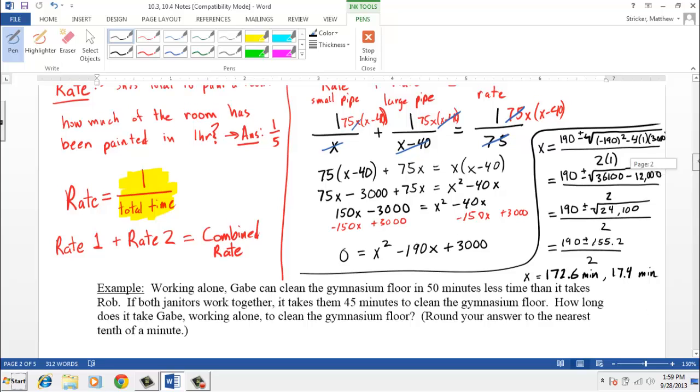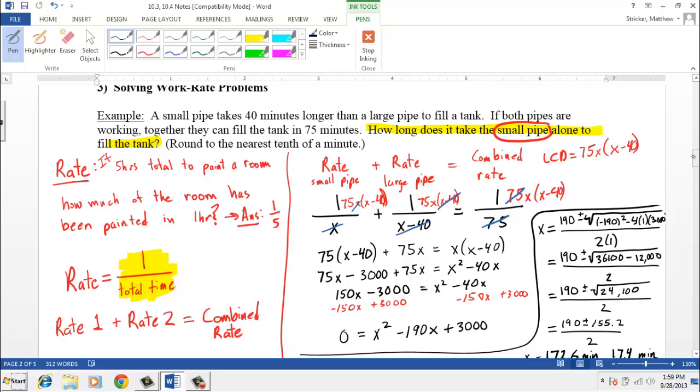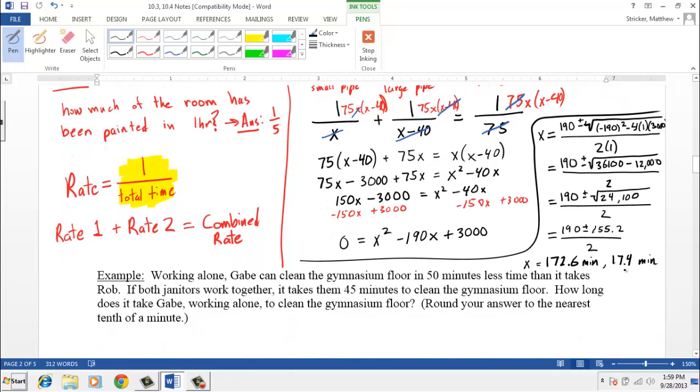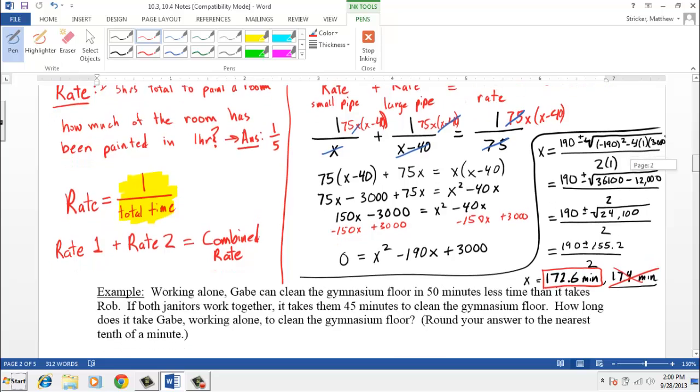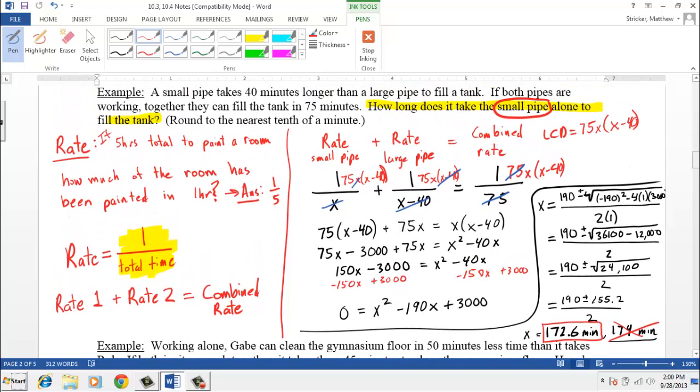Now, one of those is not reasonable because my large pipe time has to be 40 minutes less than the small pipe. So how can I be 40 minutes less than 17.4? It's not possible. That answer is not logical. And how can 17.4, the time of the smaller pipe, be less than the total time of 75 minutes? Because that should be faster. So the more reasonable answer should be this 172.6 minutes. That's the time it takes for the smaller pipe to fill the tank all by itself. Alright? So there's a shared work example.